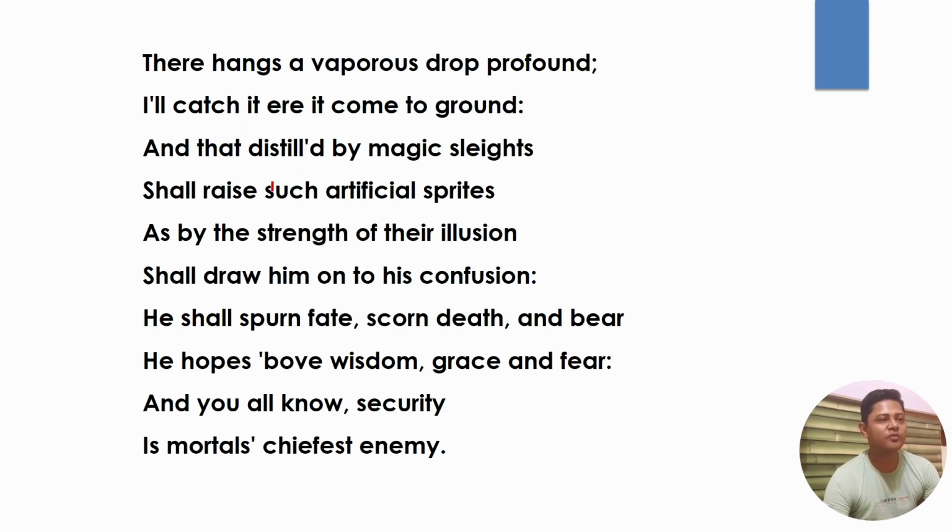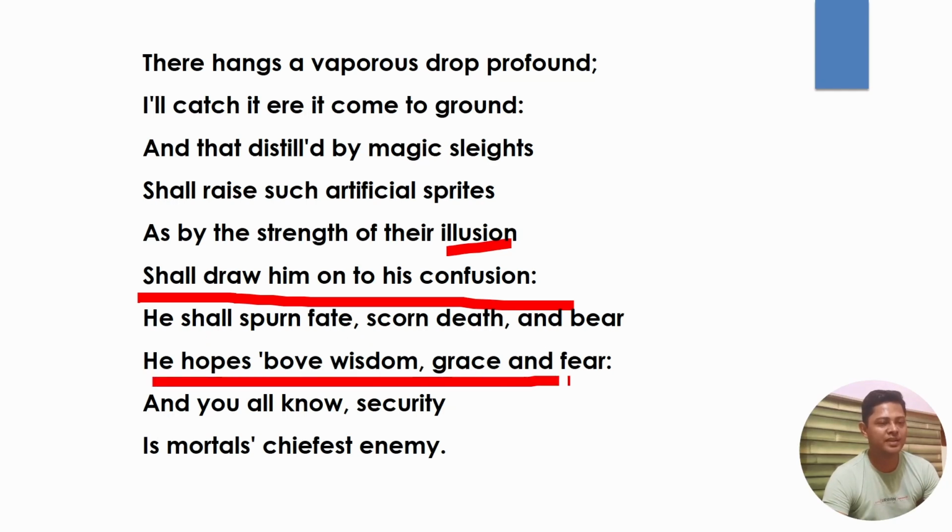This is clear from her speech. Hecate says that she will show him illusions that will draw him on to his confusion. He shall spurn fate, scorn death, and bear his hopes above wisdom, grace, and fear. And you all know security is mortals' chiefest enemy.